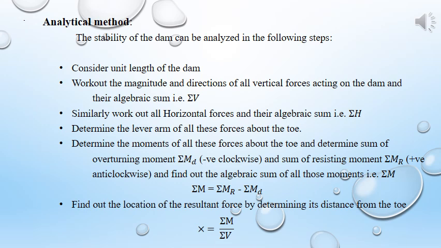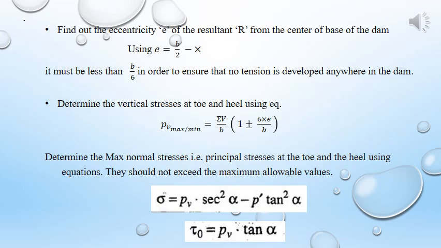Then find out the location of this resultant force from the toe, at a distance x from the toe. So, this x is equal to summation of M upon summation of V. Then calculate the eccentricity E of the resultant force R from the center of base of the dam. So, E comes out as B by 2 minus x.